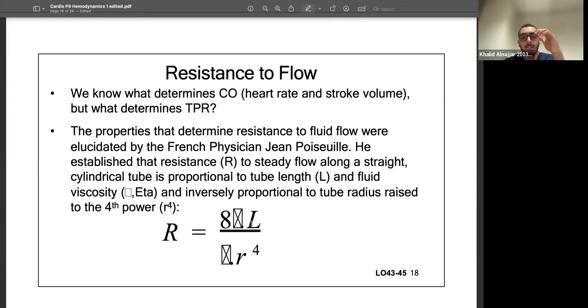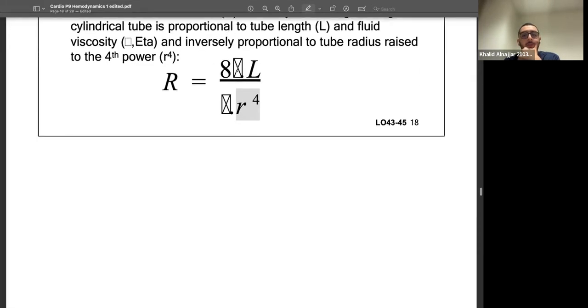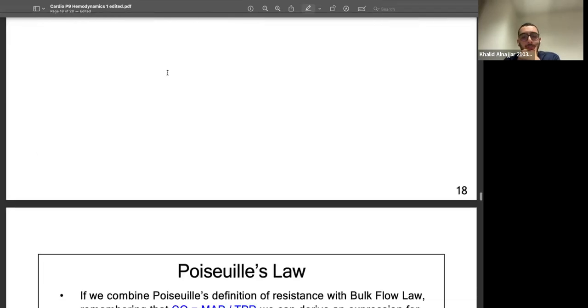So if you increase the length of the vessel, resistance should increase. If you increase the radius of the vessel, resistance should decrease. Sorry, I confused you. If you increase the radius of the vessel, meaning dilate, you should decrease the resistance. Why? Because both of them are inversely proportional. You increase one, you decrease the other. And the ones in the numerator are directly proportional.